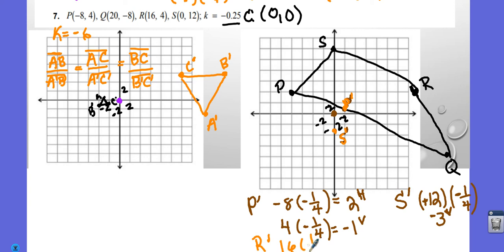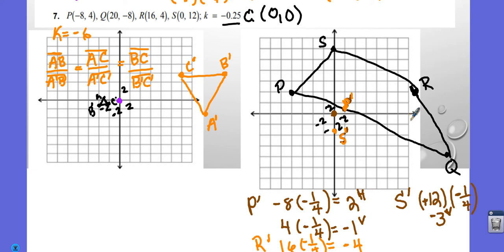I'm going to times that by negative 1/4. And this is negative 4. If you count, this would have been 16. I'm a little off. Wait, 1, 2, 3, 4, 5, 6, 7. Yep, that's 8 right there.